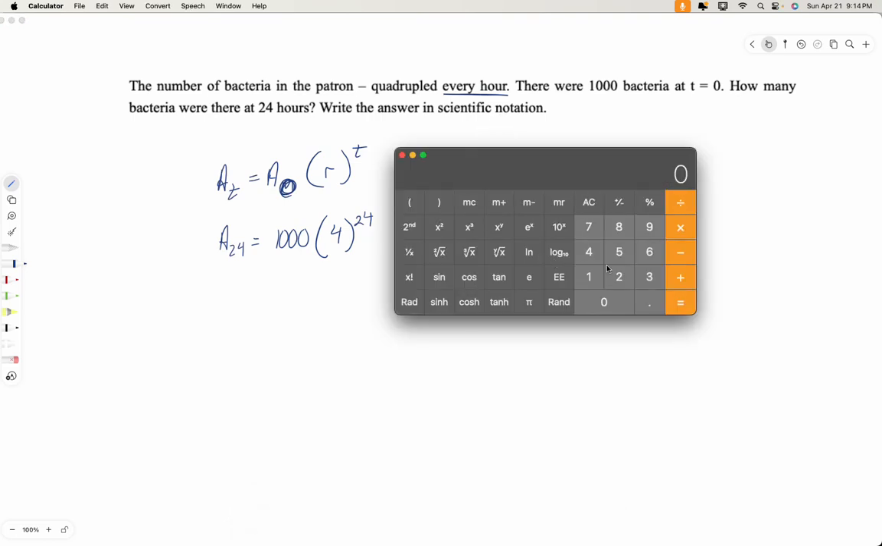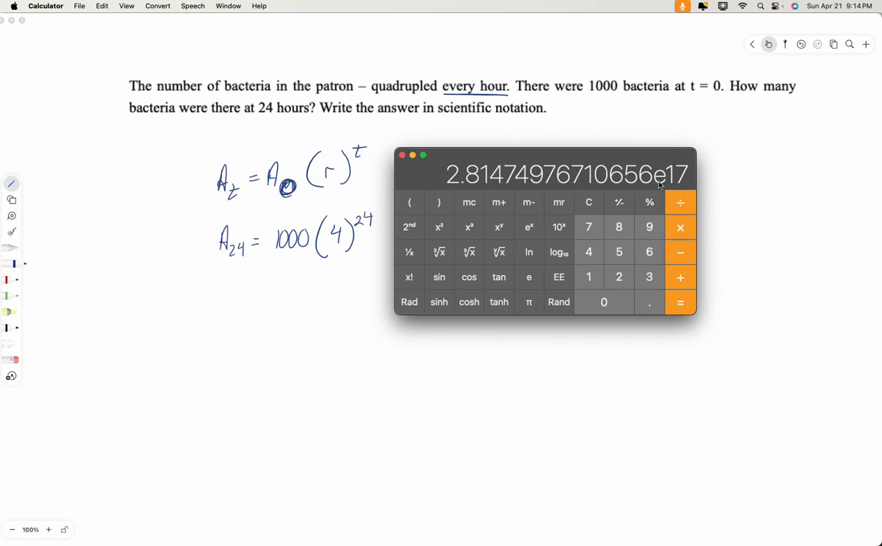And we're going to say 4 with an exponent of 24. That's a big number. I'm not writing that number down. I'm going to leave it in the calculator. So we've done this part. So now I just need to multiply it by 1,000. So times 1,000. And it's going to tell us 2.8. It's already in scientific notation for us.